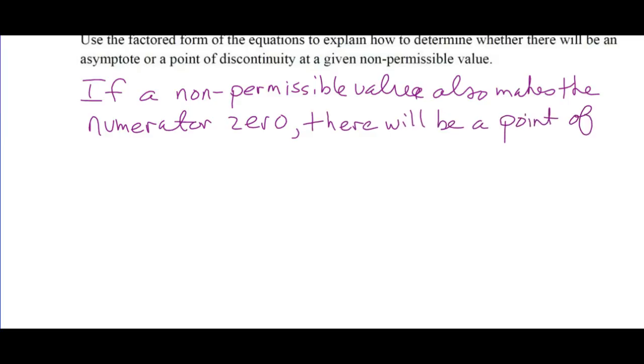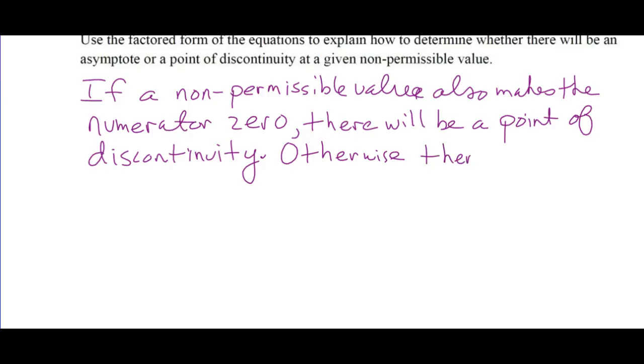So if you have a common factor top and bottom, that will be a point of discontinuity. Otherwise, it'll be a vertical asymptote. If it's only the denominator which evaluates to 0, then there's a vertical asymptote.